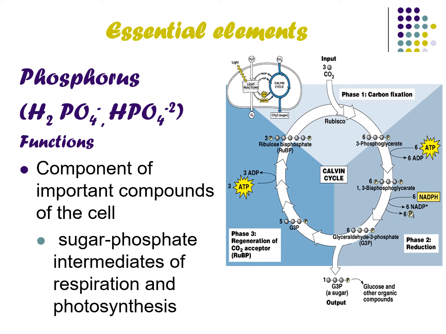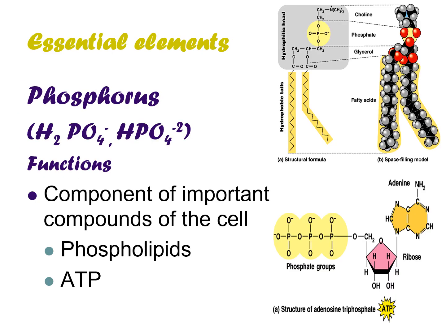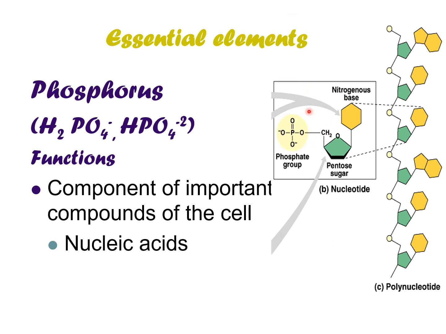Shown in this figure is the Calvin cycle, where you have several sugar phosphate intermediates like ribulose bisphosphate, also 3-phosphoglycerate, 1,3-bisphosphoglycerate, and glyceraldehyde 3-phosphate. Phosphorus is also a component of phospholipids, ATP, and nucleic acids.